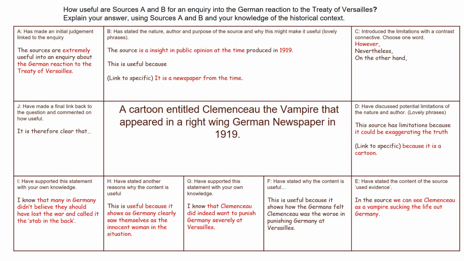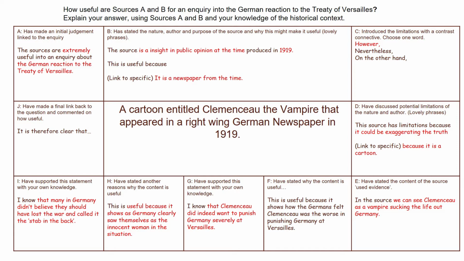And if I support that with my knowledge, I know that many in Germany didn't believe they should have lost the war, called it the stab in the back. So they felt they didn't understand why they surrendered. Now, the truth is actually they had lost the war. We'd put ships up to stop food coming in to Germany. They had lost it, but people didn't believe they had.